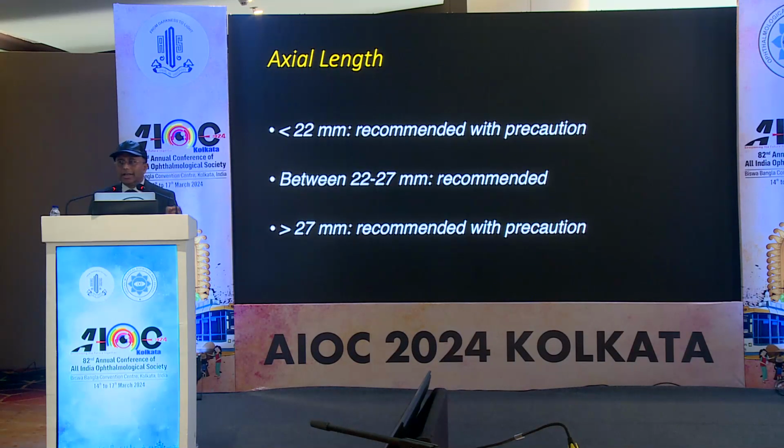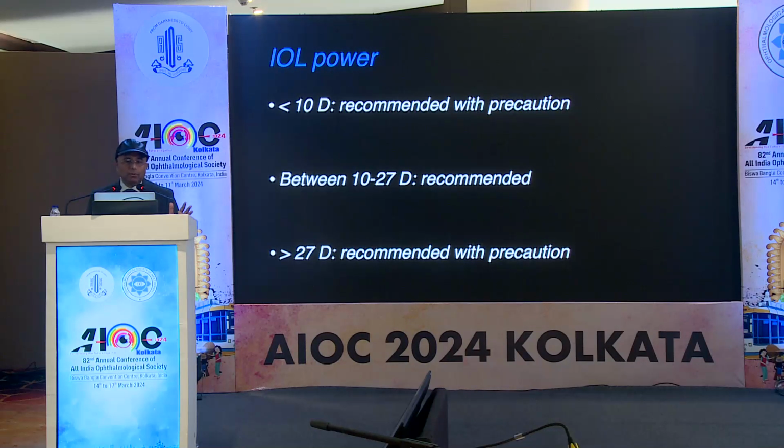I'll just take a few points which are really important. For the axial length, it is recommended that 22 to 27 is good to choose for these kinds of patients, and similarly IOL powers of 10 to 27 diopters. Away from this range can also be done, but with a little precaution. We all know that longer axial length eyes are more prone to retinal comorbidities, and shorter eyes may have IOL tilt and are also difficult to calculate the IOL power. So there are a lot of other cons associated with it.